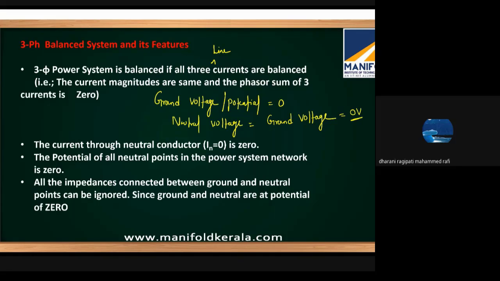Sir, which neutral voltage? All neutral. The neutral can be a generator neutral, load neutral, or a transformer neutral. All the neutral points in the power system will be at 0 volt when the power system is balanced. And we know ground potential is absolute zero.